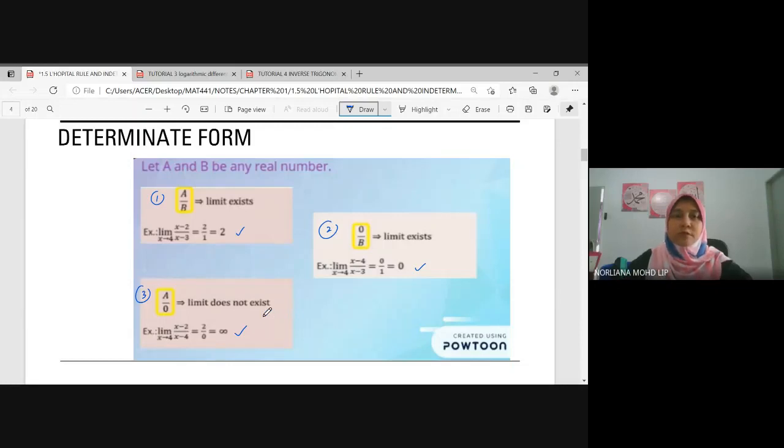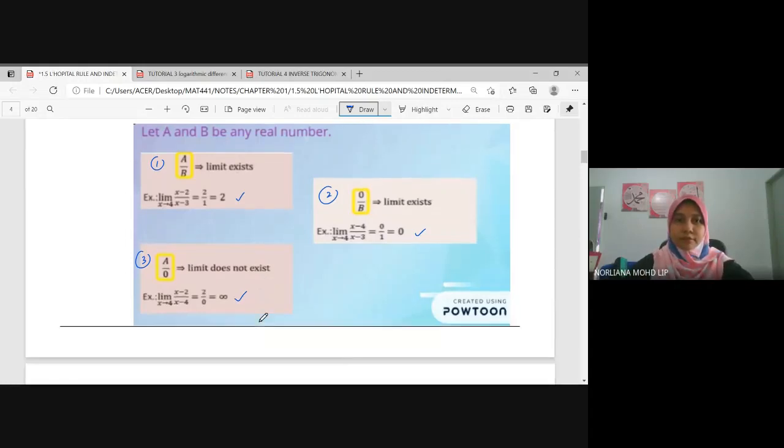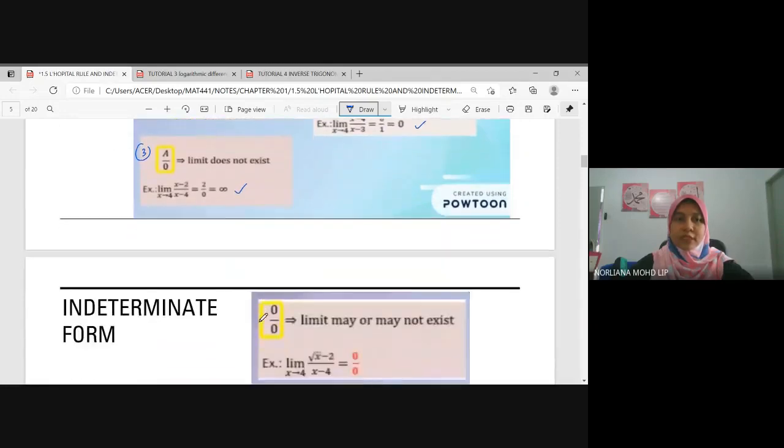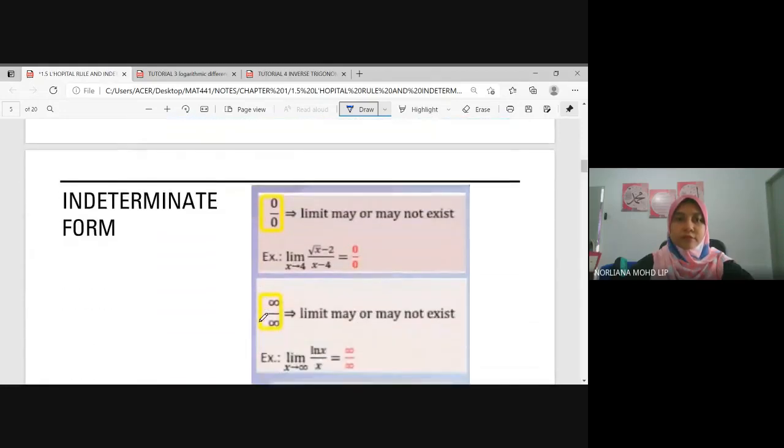Examples of the determinate form: the real numbers 2 and 0, and also infinity. So a real number and infinity are the answers for the determinate form. Let's look at the indeterminate form.